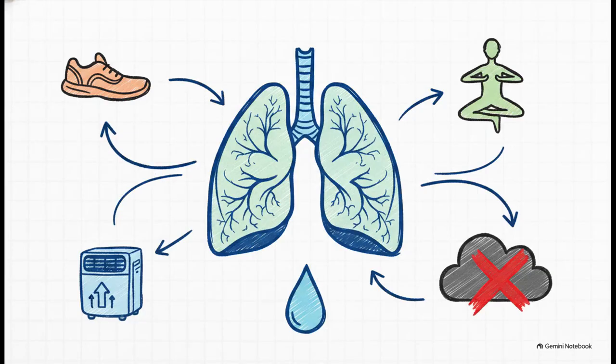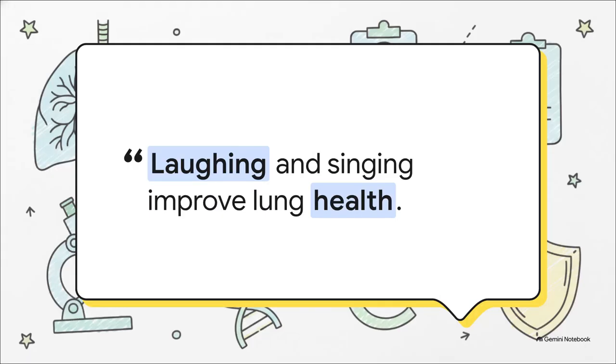To keep your own airways in peak condition, obviously avoid smoking and secondhand exposure entirely. Exercise regularly to build up that lung capacity, and maybe incorporate deep breathing or yoga to maintain tissue elasticity. If you're in a high pollution area, run an air purifier. And honestly, one of the easiest things you can do, just stay well hydrated to keep your airways moist and clear of mucus.